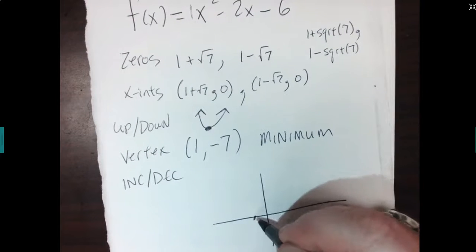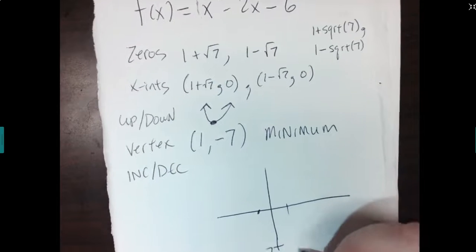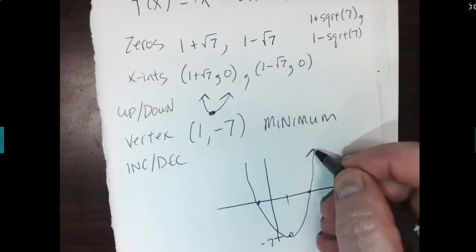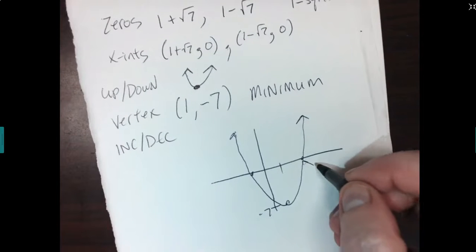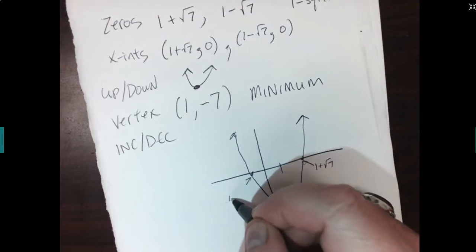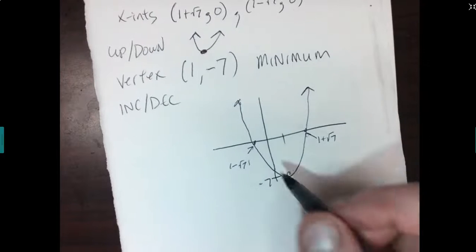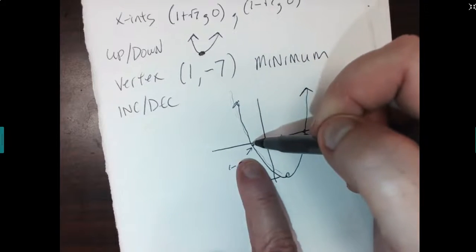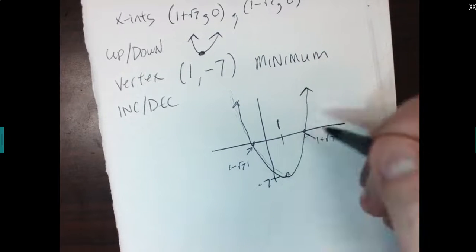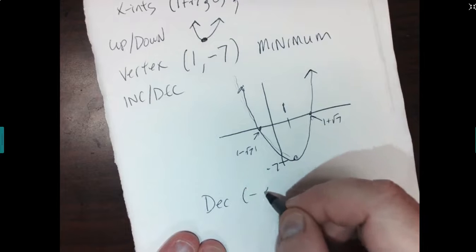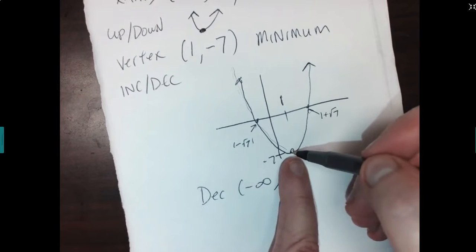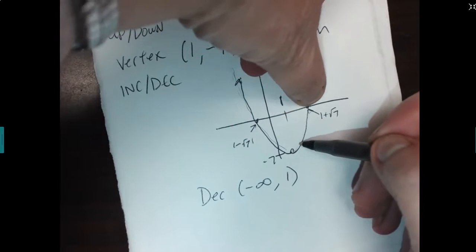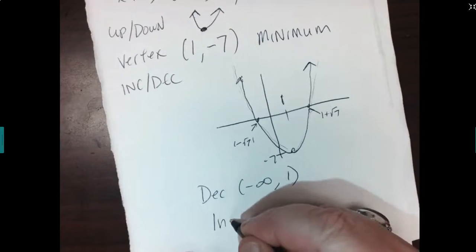So my graph looks something like that. And so that's going to be at 1 plus square root of 7. That's going to be at 1 minus square root of 7. This is decreasing when x comes in from -infinity up to 1. And it's increasing, we're going uphill when my x values are greater than 1.